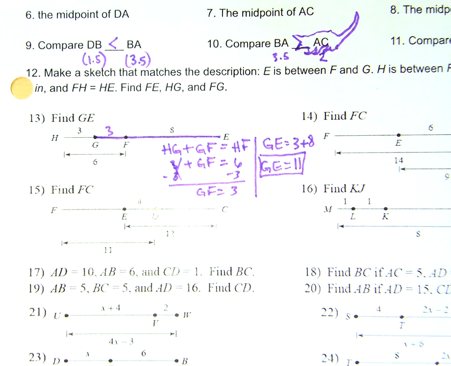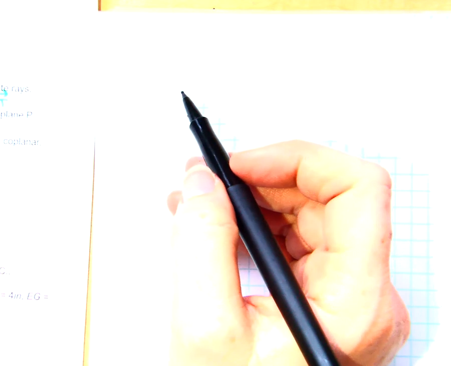17, 18, 19, and 20, you have to draw your own picture. And so I'm just going to randomly pick one. I'm going to move to a piece of paper. So, for example, if we were to work 18, it says find BC if AC is 5, AD is 11, and BD is 9. Okay. Let's see here. And I didn't tell you what order to put these in, so I'm going to put them in alphabetical order.